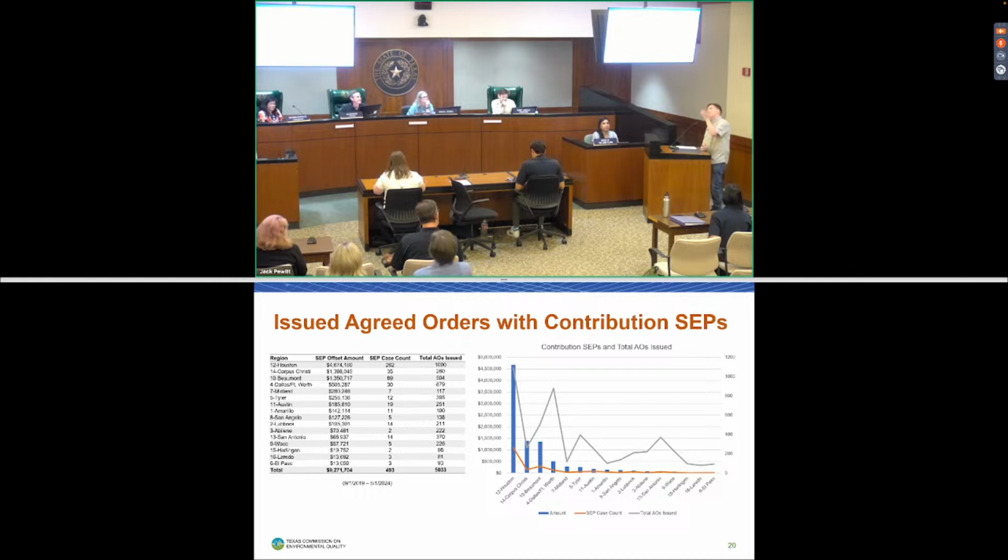So that gray line there is the total agreed orders that are issued for those last 5 fiscal years. That's containing SEPs and not containing SEPs, just total agreed orders issued. The orange lines specifically are the ones containing SEPs. And then the blue bar graph is the SEP offset amounts for those regions.